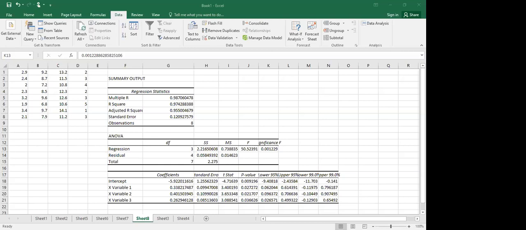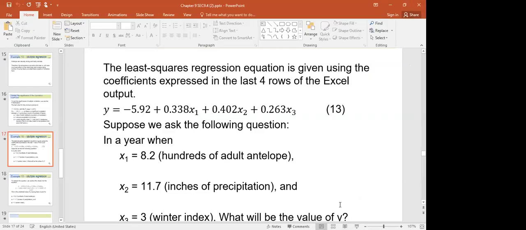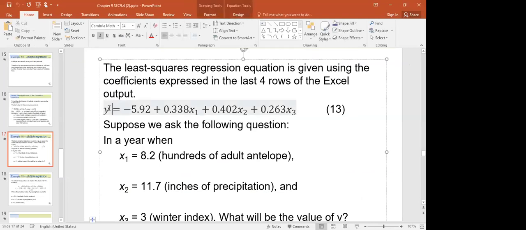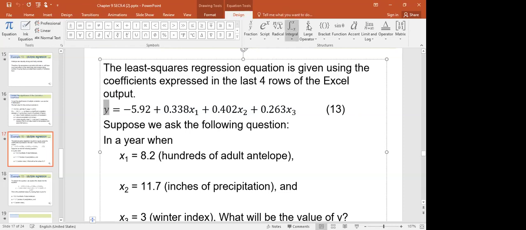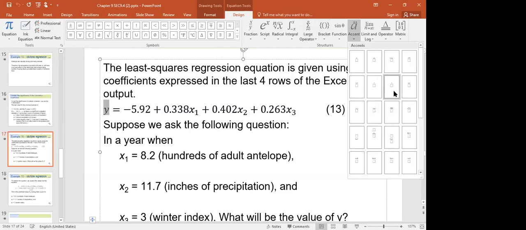I'm going back to the PowerPoint, which you could use from Excel too. So the least squares regression is given using the coefficients expressed in the last 4 rows of the Excel output. So this is the regression line. It was supposed to be y hat, but sometimes I didn't type it correctly. To type that hat is not always easy. But this is the regression line.